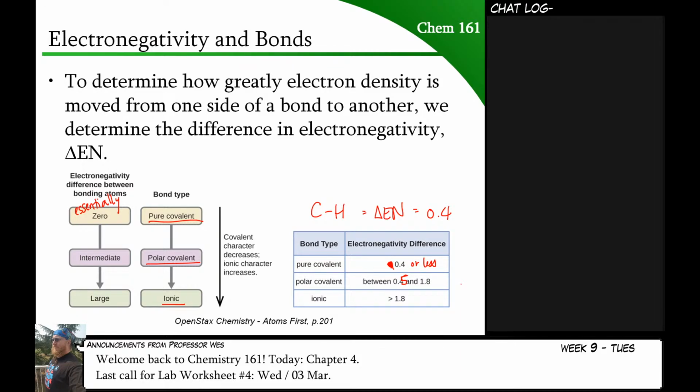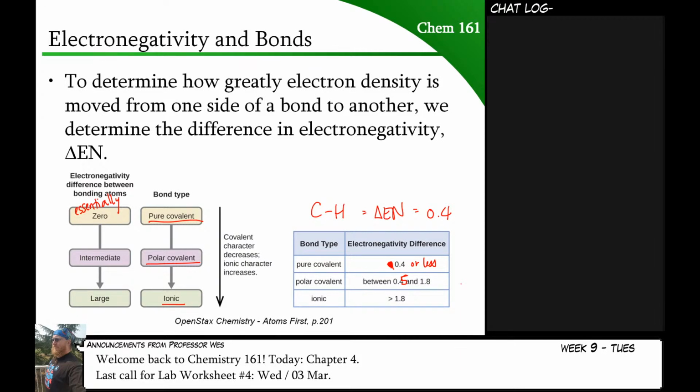All right. Something that is pure covalent will have electrons being shared right in the middle, more or less. Something that's polar covalent has the electrons shifted significantly towards the more electronegative atom. That's going to be for the electronegativity range between 0.5 and about 1.8. I say about 1.8 because it kind of breaks down at that extreme. Anything that's ionic is going to have an electronegativity difference greater than 1.8.